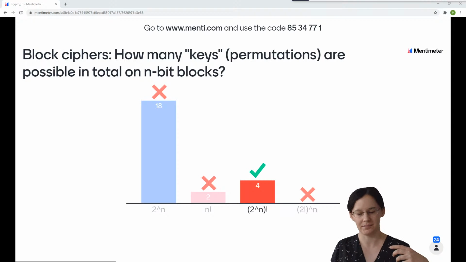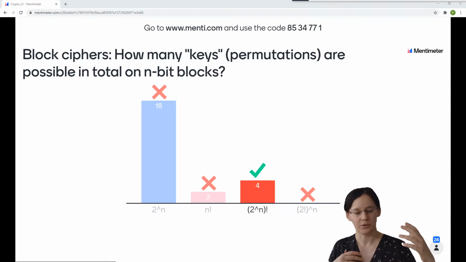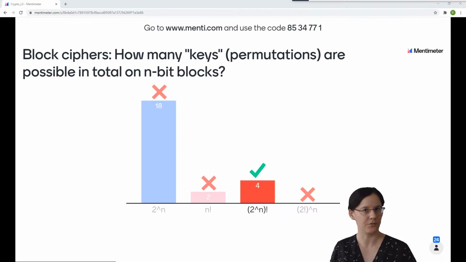Simply asking how many different ways are there to construct a permutation of n-bit blocks. And here the correct answer is the second highest one, namely 2 to the n factorial. So if you have 2 to the n possible values of the plaintext and ciphertext, then you can create a lookup table of these, meaning a different permutation, by reordering them. And there are 2 to the n factorial many ways of doing that. So I admit this was a bit of a misleading question.